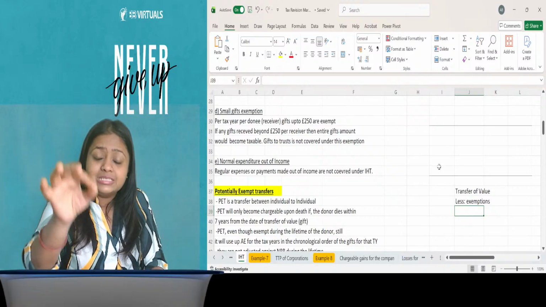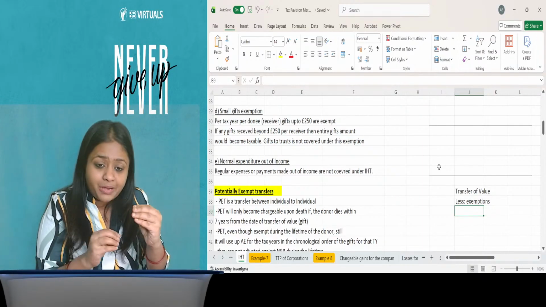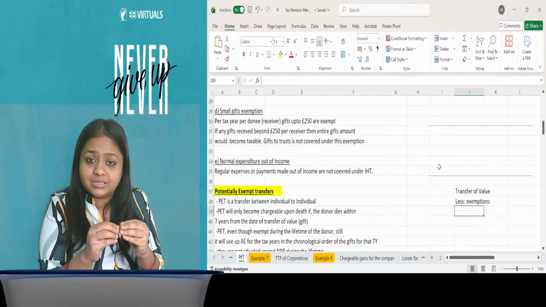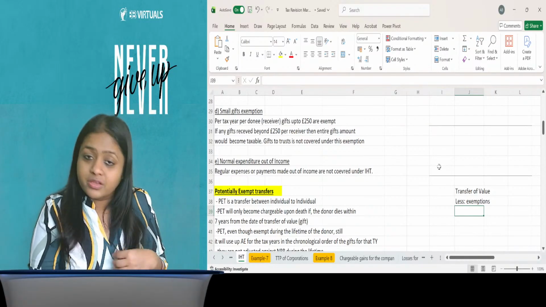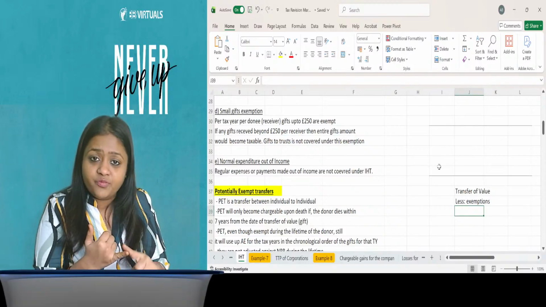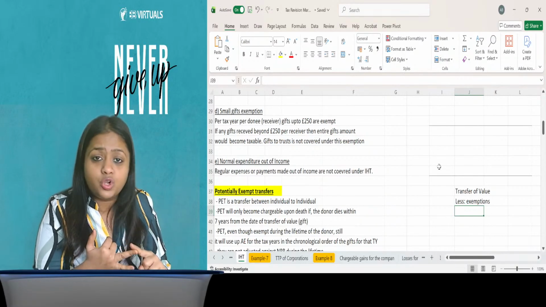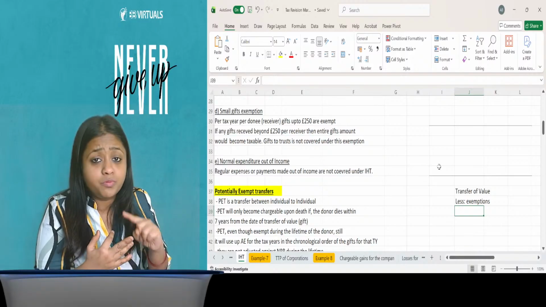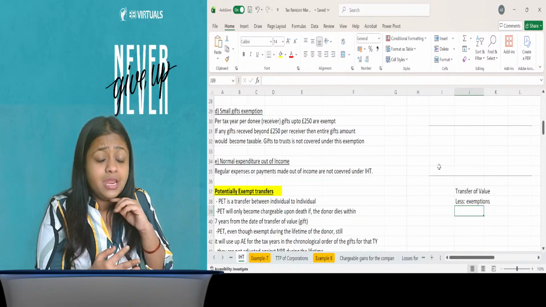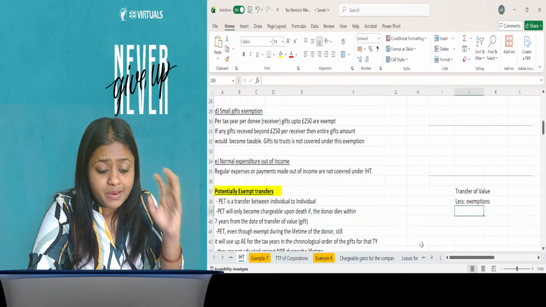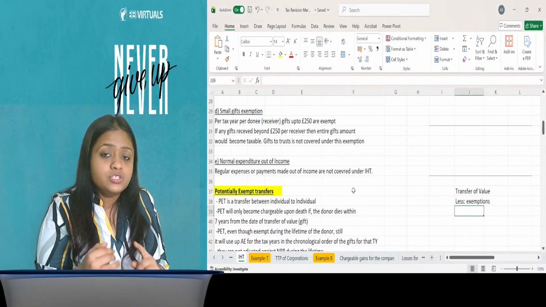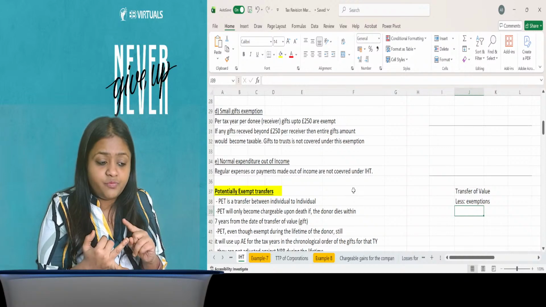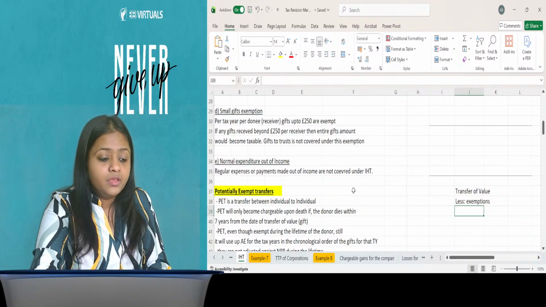Now the next is, if the bride and bridegroom are gifting to each other, then the exemption limit is up to 2,500. Got it? Clear? So 5,000 for parents, 2,500 for grandparents and all, 2,500 bride to bridegroom and bridegroom to bride, and 1,000 for any other person. Remember it always. Now let's move further. So now we have done the marriage exemption.